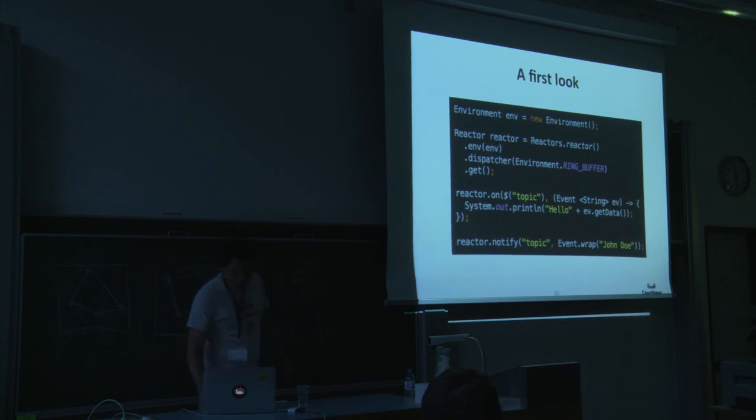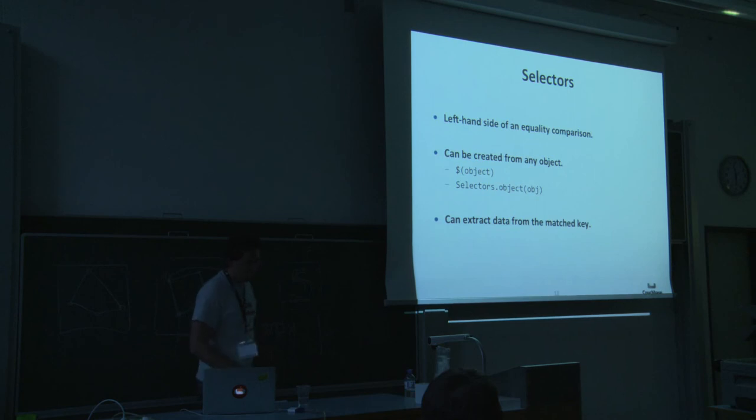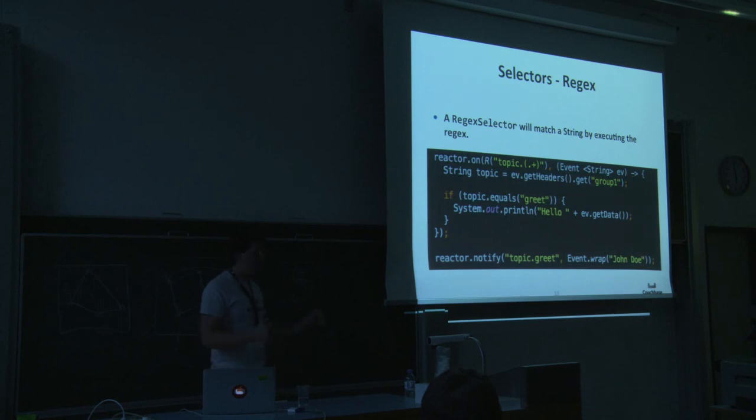So here we have a topic, which is just a string, but a selector can be anything. If you think about it as an equality comparison, it's the left side. An event gets passed in on a topic, and then we check, hey, does this selector that you gave us match some consumers that are registered to this topic? It can be objects, it can be classes, or, for example, it can be a regular expression. So we register a consumer that gets notified when the regular expression matches topic dot and then whatever comes next, but it has to be one character, basically, so it's just a regular expression.